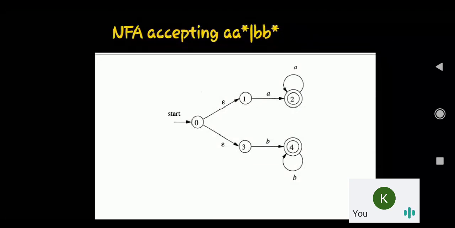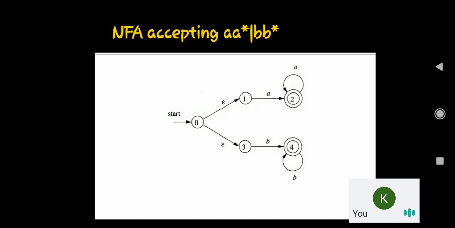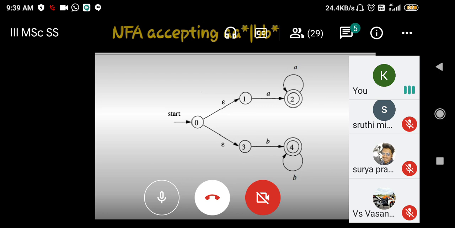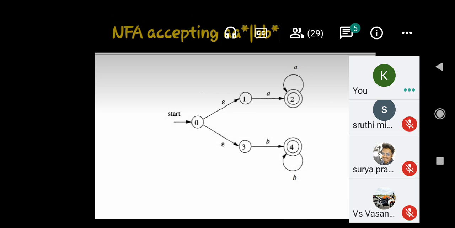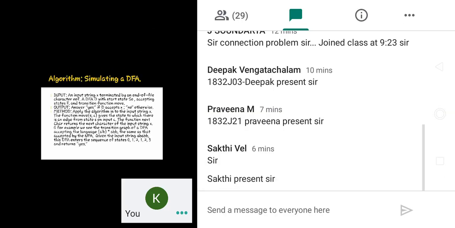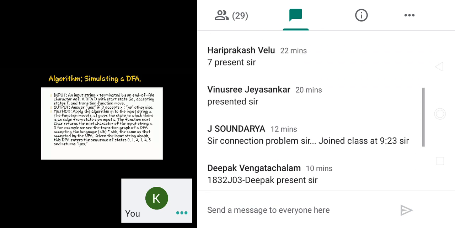So here we have used the empty string, the first one, and the second thing is we have more than one accepting state. So these are the two important points that we have in this NFA accepting A asterisk or B asterisk. So make a note, we have two important points over here. The first important point, we have used the empty string representation. The second important point is we have more than one accepting state in this NFA representation.